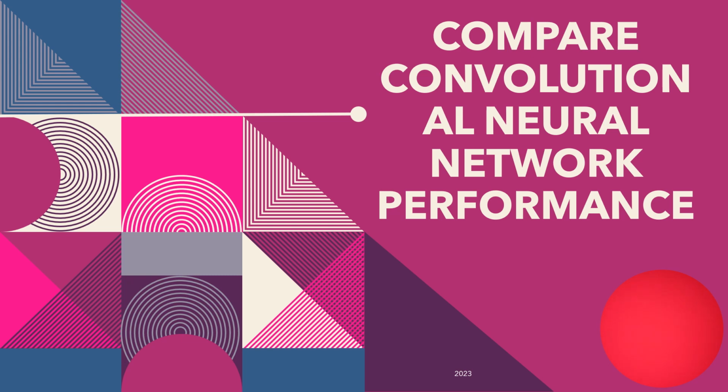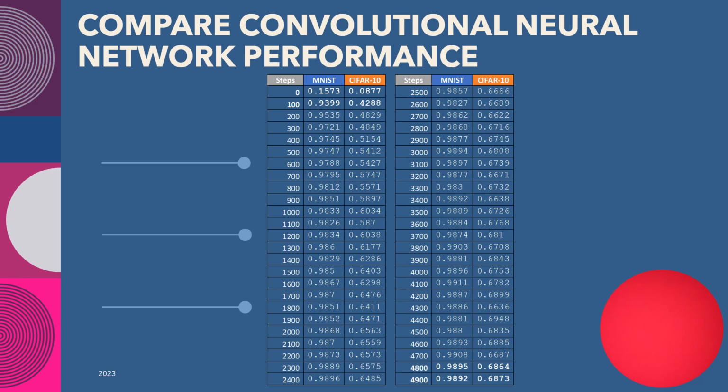This is the second part of the project. We're going to compare the convolutional neural network performance between both datasets. As we can see here in this table, the MNIST dataset starts with 15% accuracy, while the CIFAR-10 starts with only 8.77% accuracy.